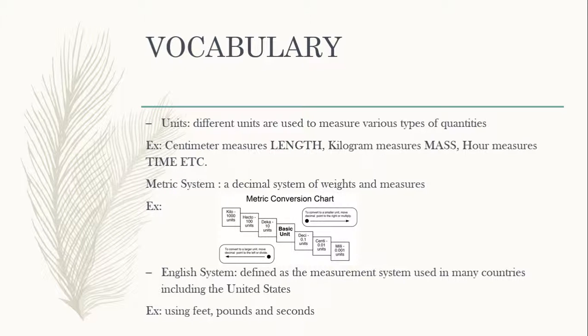Metric system, a decimal system of weights and measures. As you can see below, there's a metric conversion chart, and it shows how significant the power of 10 is, since the power of 10 is used to convert from milli to centi to deci. English system, defined as the measurement system used in many countries, including the United States. It uses feet, pounds, and seconds, in contrast to the metric system.